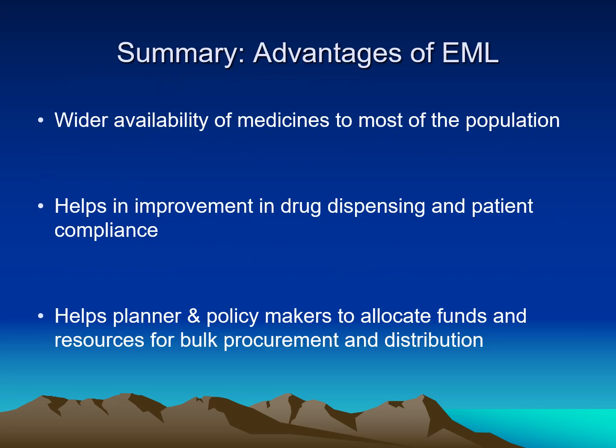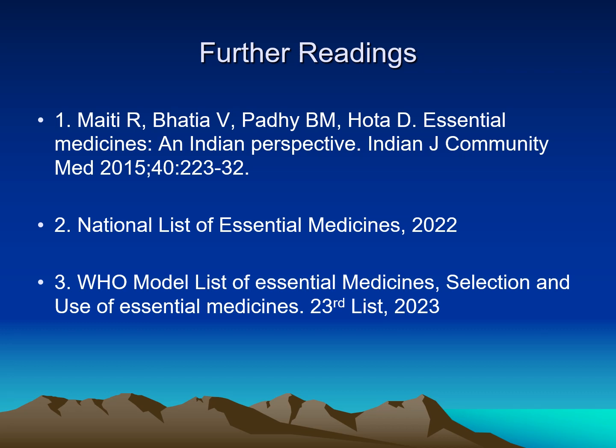There are several advantages. The wider availability of medicines to most of the population increases access, improves health, and increases confidence, and it also helps in improvement in drug dispensing and patient compliance. It helps planners and policy makers to allocate their limited funds and resources for bulk procurement and distribution that becomes cheaper and more cost effective. So this finishes part 1.